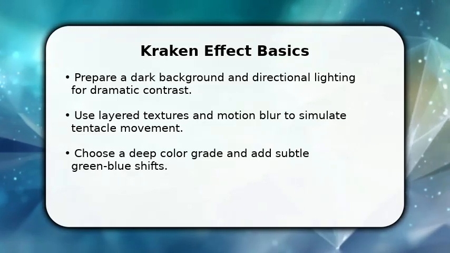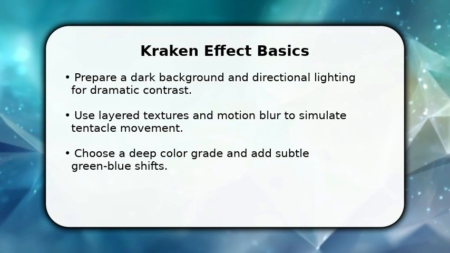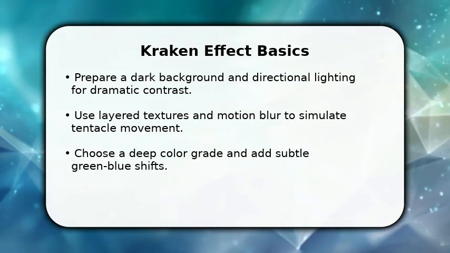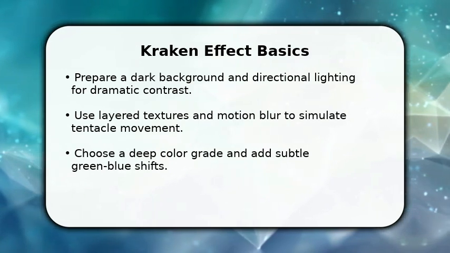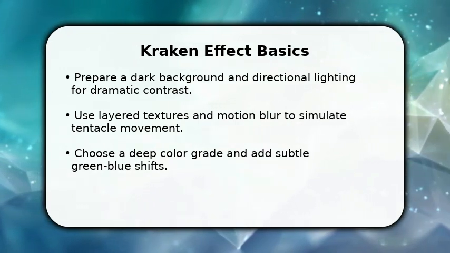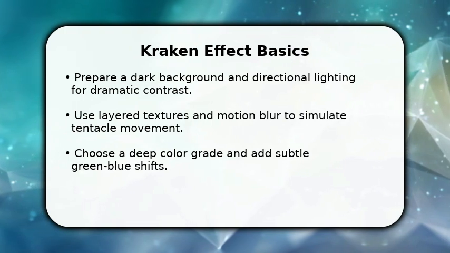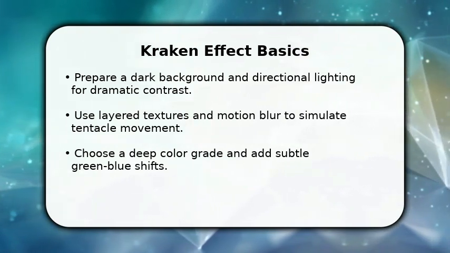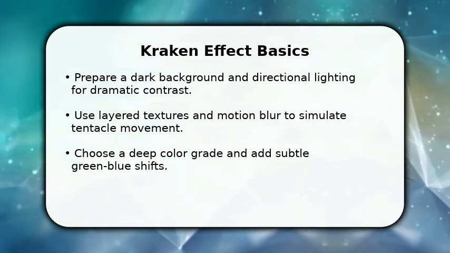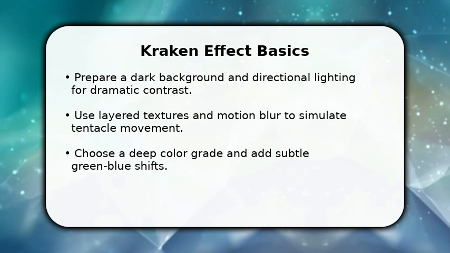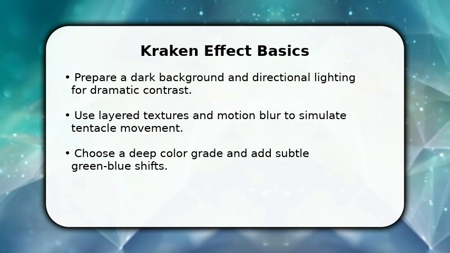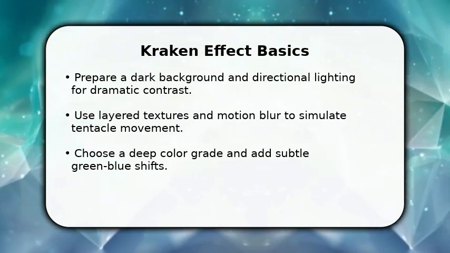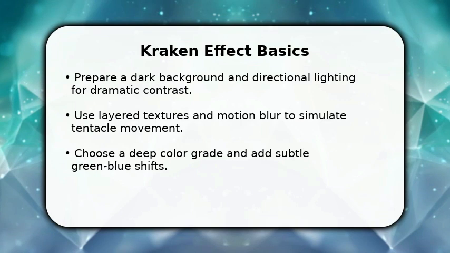In this video, I will explain how to get Kraken effect updated. Start by setting a dark background and single directional light to emphasize silhouette edges, then plan tentacle paths with simple curves. Import textured maps and animate them with soft motion blur, staggering timing for organic feel. Add a subtle green-blue color grade and low opacity noise to unify layers, and render test passes to refine movement and contrast for cinematic impact.